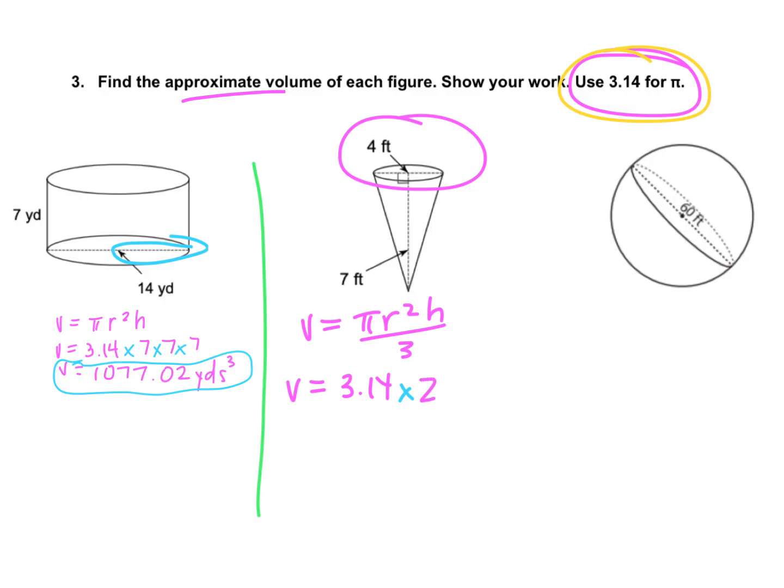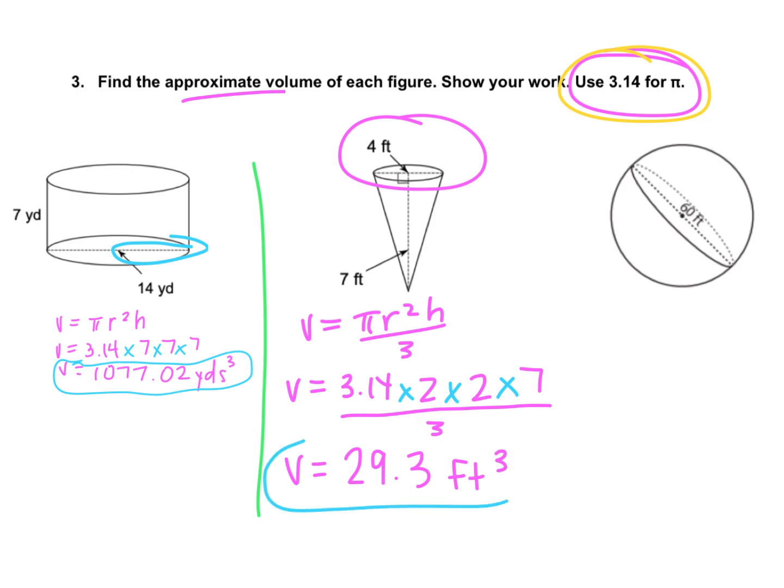So that's 2 times another 2. We need 2 of those. And then times the height of the cone, which is 7. And then all of that gets divided by 3. So go ahead and calculate all of that. 3.14 times 2 times 2 times 7. Hit equals, and then divide that all by 3. So I am getting 29.30666. So I'm just going to go 29.3, and that is feet cubed, or cubic feet. Final answer.